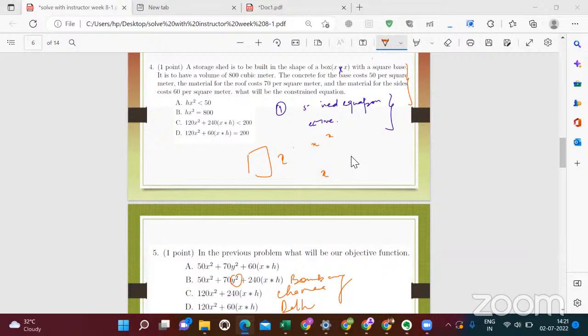Okay, how is C correct? See, first, the area of the base and the roof will be the same, right? So we can add the total cost, that 50 plus 70, you can add into this x square. 70 x square plus 50 x square, right? Then the area of one side will be hx, so 4 into 4 hx, and then you can multiply x into h. This is what you've done, right? Yeah, yeah.